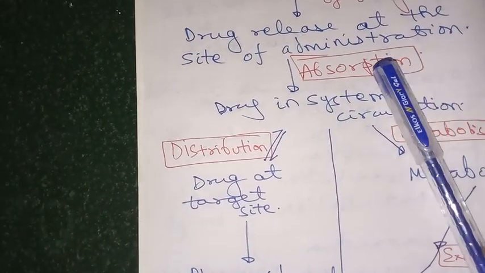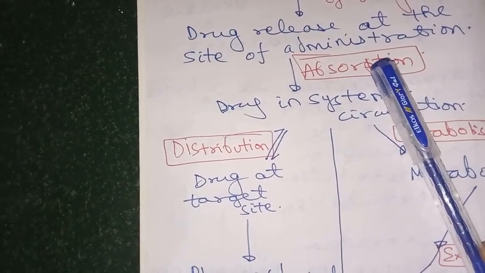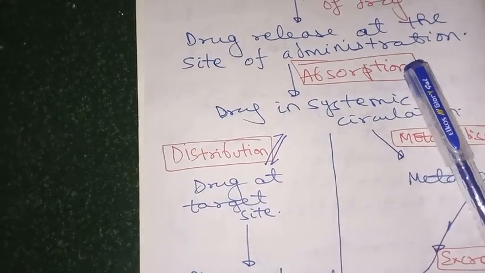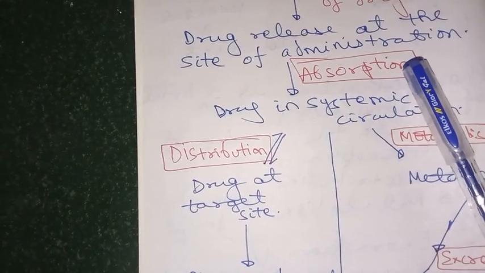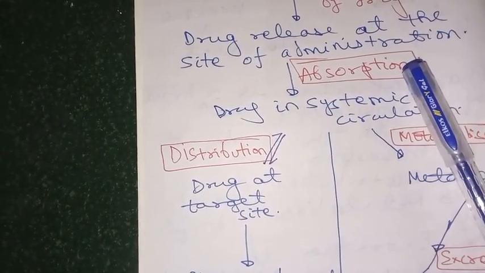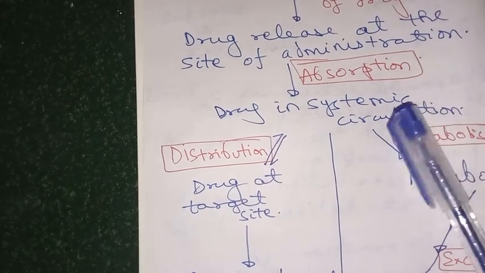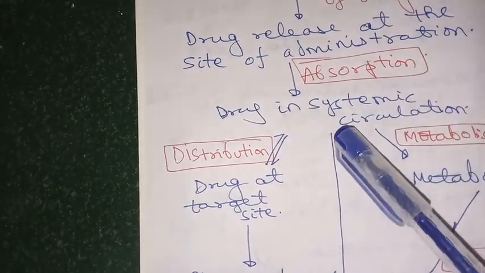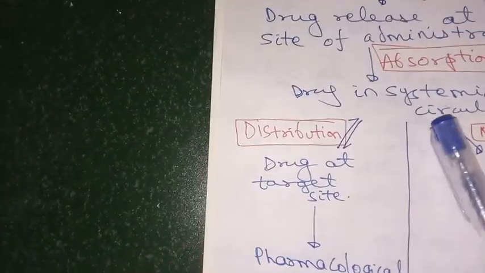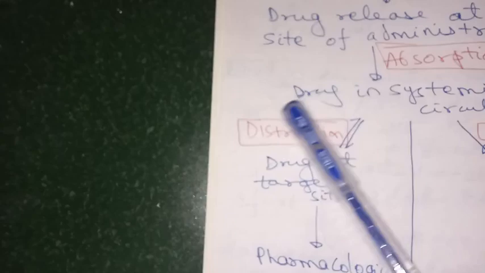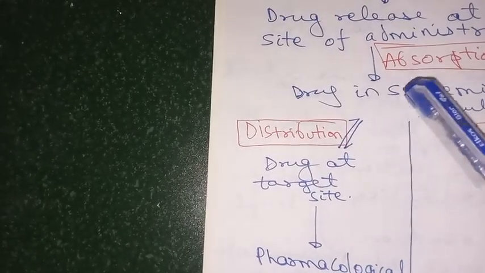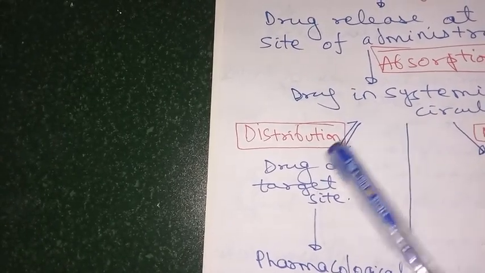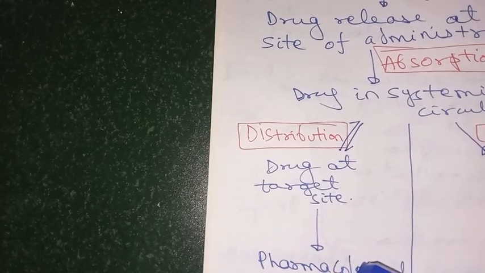Absorption is defined as the movement of drug from the site of administration to circulation, or we can say systemic circulation. What is absorption? The movement of drug from the site of administration to the systemic circulation. That is called absorption. After absorption, the second step is distribution. Distribution is the movement of drug from systemic circulation to the target site. That is called distribution. The drug is moved to the target site, where it will show its pharmacological effect.